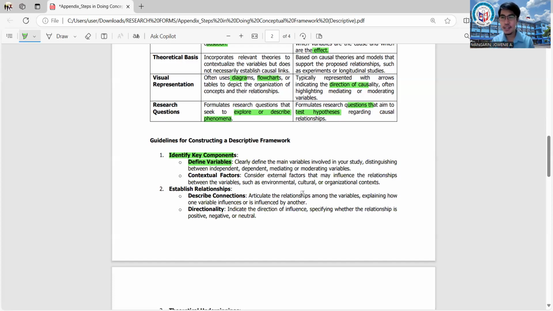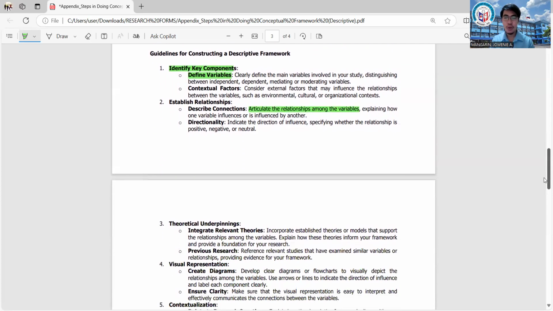Pero hindi natin pwedeng sabihin what type of relationship exists between our variables. Okay po, so that's it. We have to articulate the relationship among our variables. Then after that is kung tayo ay merong theoretical framework, halimbawa, ang combination ng ating research framework ay theoretical framework and descriptive framework, dapat sa descriptive framework ninyo, magre-reflect din yung ating theories na ginamit.